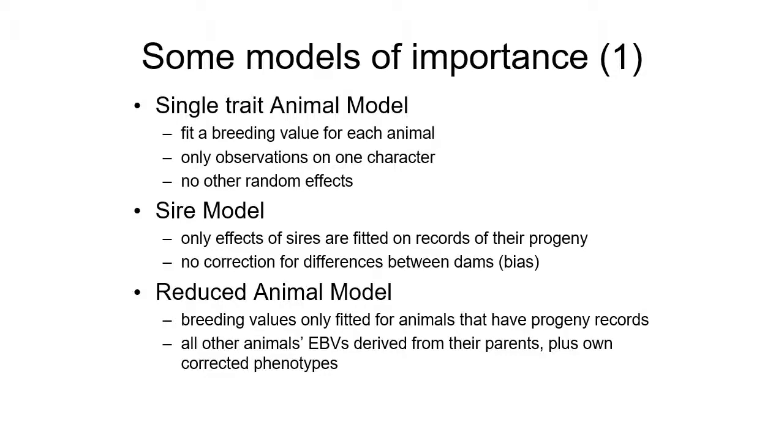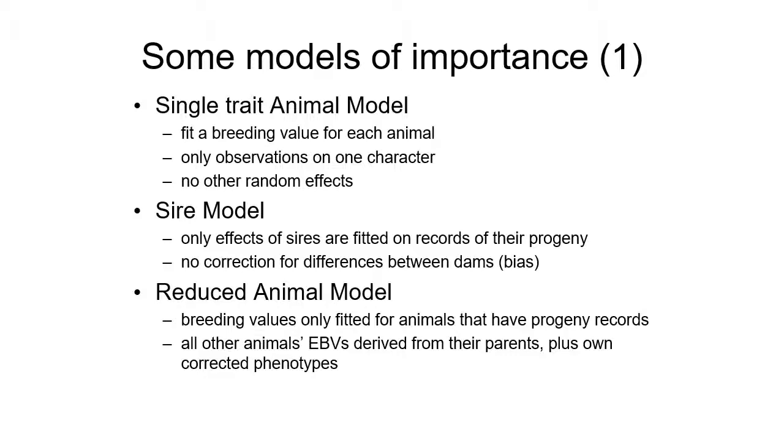Random. Why is it random? Because each animal gets a random sample from its parents, and we don't know beforehand which random sample it got from its parents. Was it the bad genes, or was it the good genes that the animal received? The other model of importance is the so-called sire model.